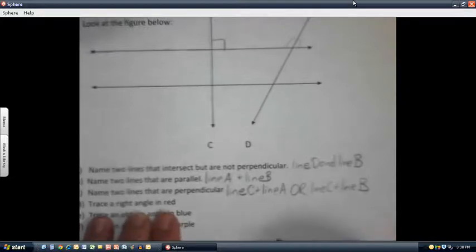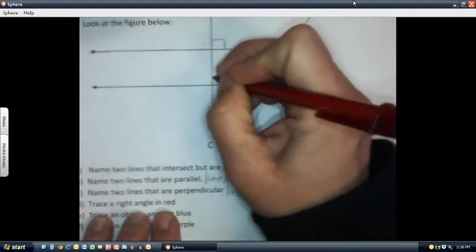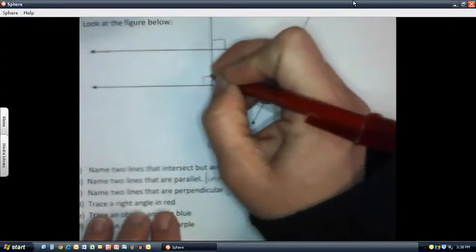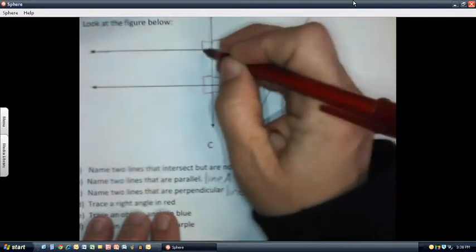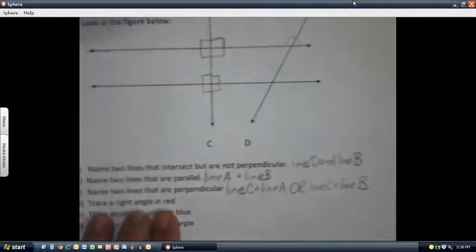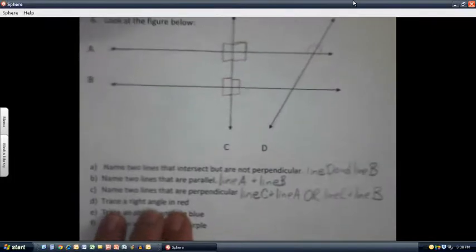Trace a right angle in red. Here is a right angle. There's also one here, here, here, here, thank you, here, here, and here. So there are actually 8 right angles that you could trace there.